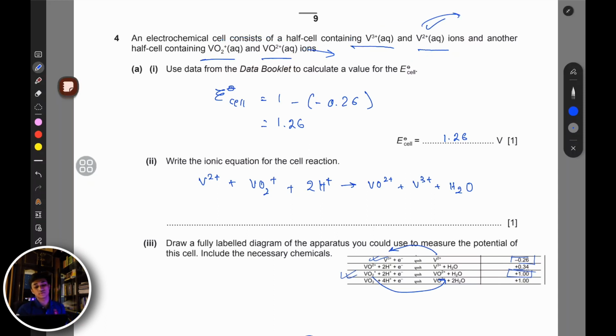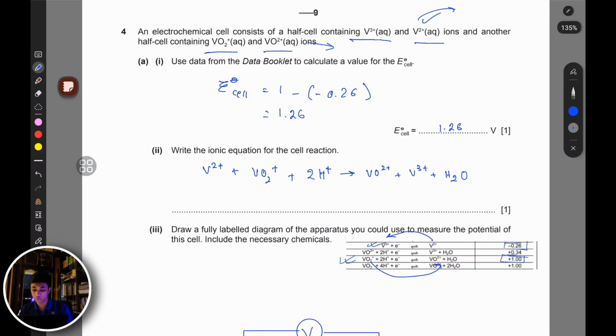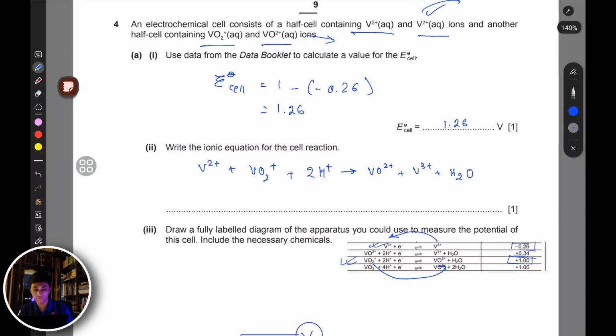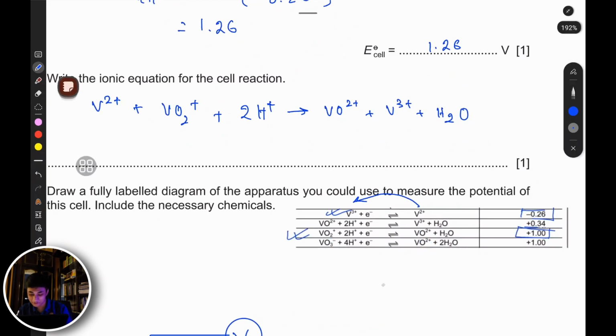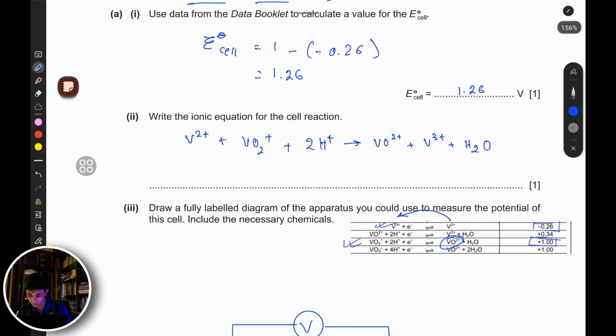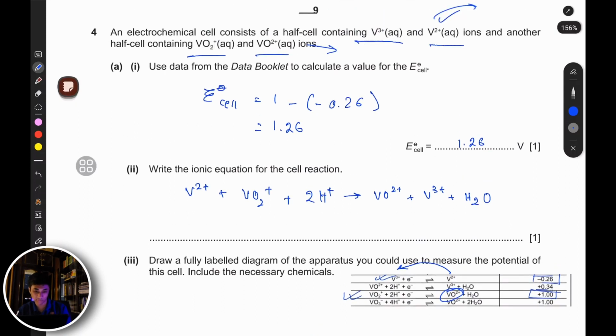Now they're asking you to use the data from the data booklet to calculate a value for the E0 cell. Fair enough. So for one of the equations, what are you going to take? You're going to take VO2+ and VO2+. That is really hard to differentiate. Okay, so you have VO2+ on one side and you have this on the other side. This is most likely exactly what they wanted.